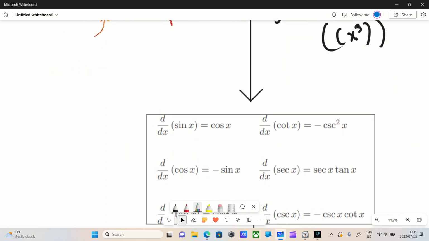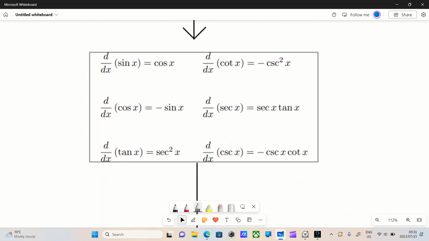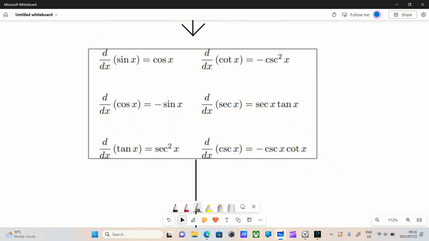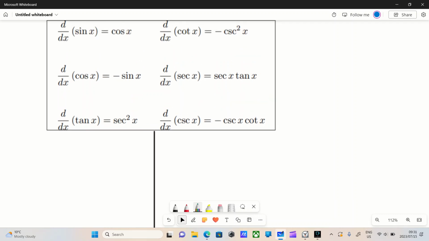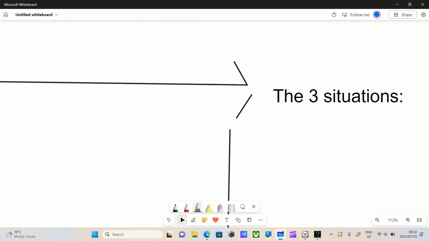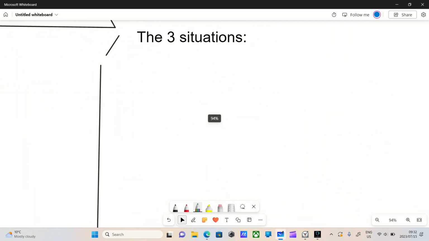So this is an important table. It is a table of your trig functions and their associated derivatives. This is a table that you need to know. If you don't know it, you need to know how to derive it from first principles. For our examples here, just for sake of simplicity, I will only be using sine of x, but it doesn't matter which function you are given. So we have three situations.